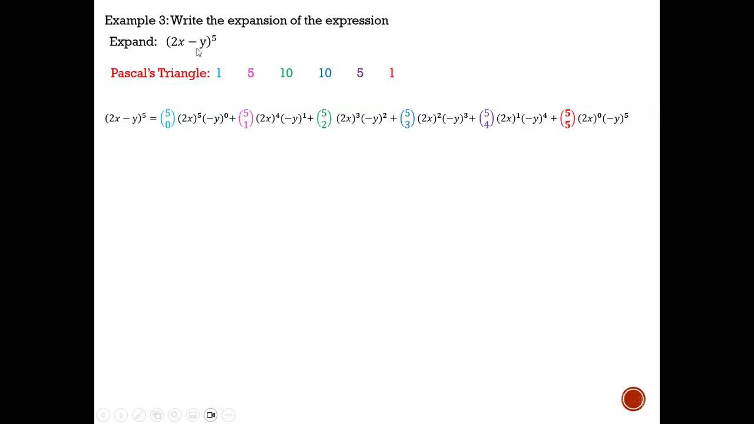Our next term here is a negative y. So we have negative y, and we start with 0, but then we increase each time. Negative y to the 1, to the 2, to the 3, to the 4, and to the 5. Now we have to simplify all of this, okay?